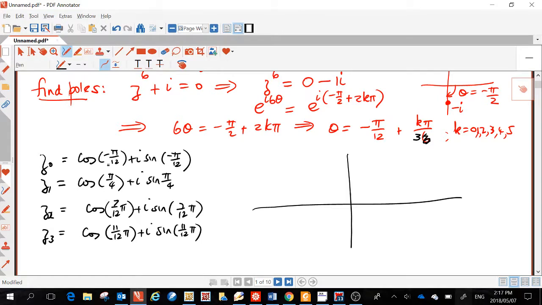For example, minus pi over 12 is minus 15 degrees. It's a ray in this direction here. And I stop at 1 unit. The radius is 1. So this point here is Z0. 15 degrees. This is minus pi over 12. Then pi over 4 is like 45 degrees, somewhere there. This will be Z1.